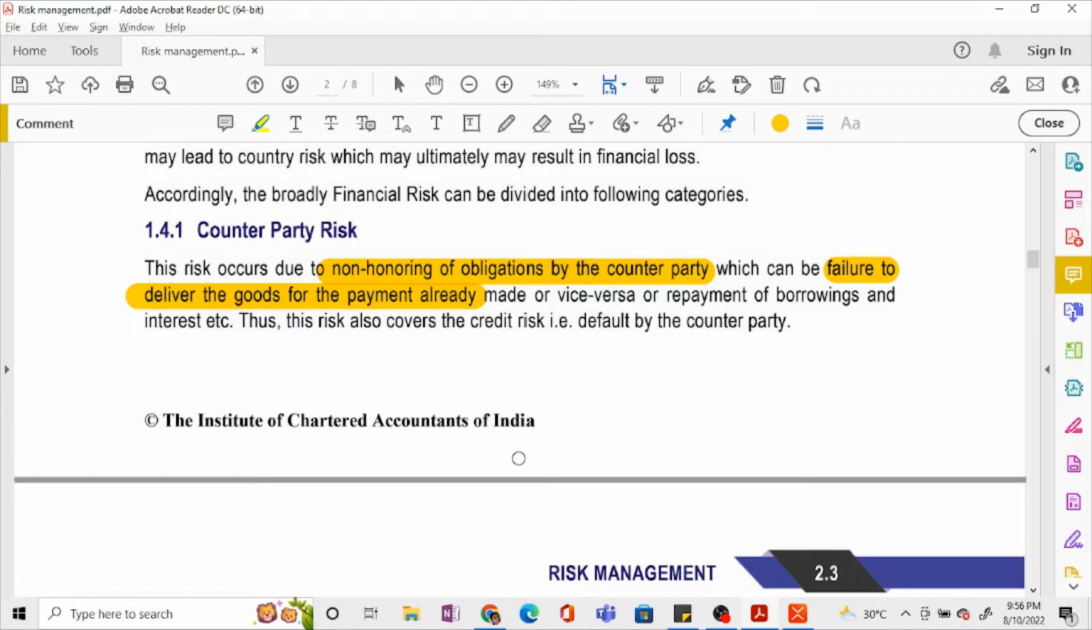First, we will see what counterparty risk is. Counterparty risk means the counterparty is not honoring the obligations. There will be two parties, and one party fails to honor the obligations assigned to them. That is called counterparty risk. For example, the goods which they promised to provide, they are not providing, but the payment has already been received from the customer, or vice versa. These are called counterparty risk.